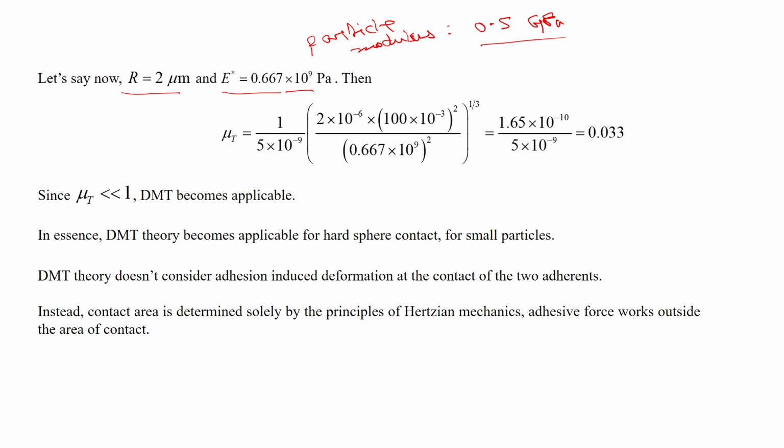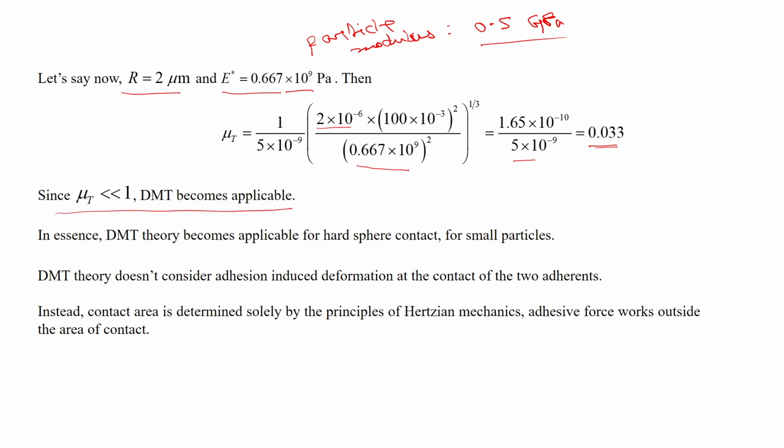Here I have 2 times 10 to the minus 6, and here I have 0.667 times 10 to the power 9 pascal, whole square. Now I see what mu t comes out to be: 1.65 times 10 to the minus 10 here and 5 times 10 to the minus 9 here, and that leads to 0.033. Now, 0.033 is of course much smaller than 1. So, it is a very clear case that the DMT theory will be applicable.